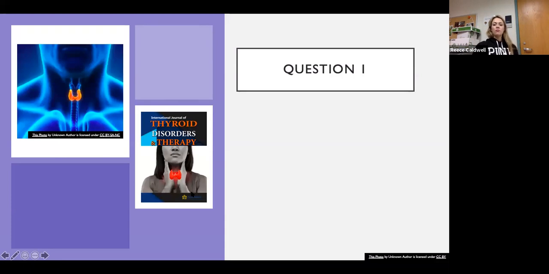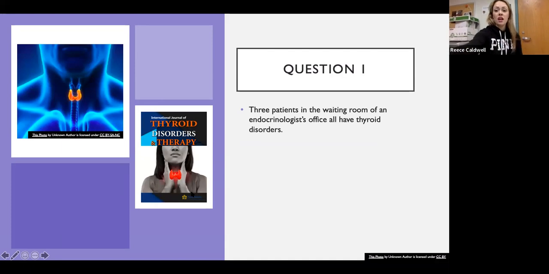So question number 1, we have 3 patients at an endocrinologist's office, and they all have thyroid disorder. So 3 patients at a hormone doctor, an endocrinologist, and they all have a specific disorder of an endocrine gland, the thyroid. You can see in these pictures here, the thyroid is located in the neck region, and it is a very common gland to be disordered. So thyroid disorders are very common.